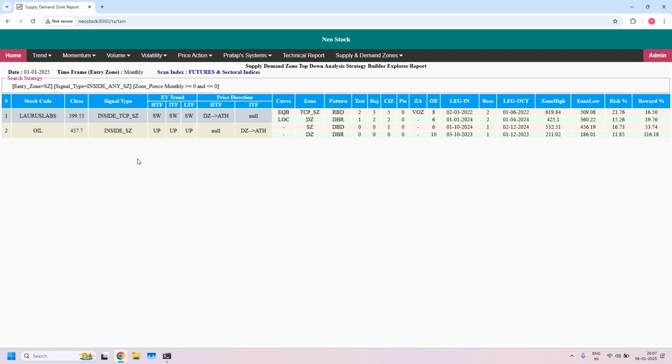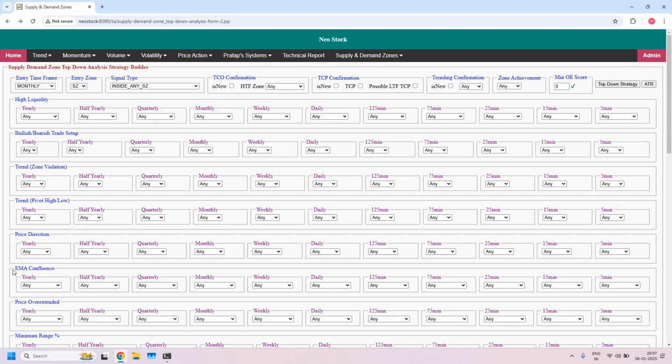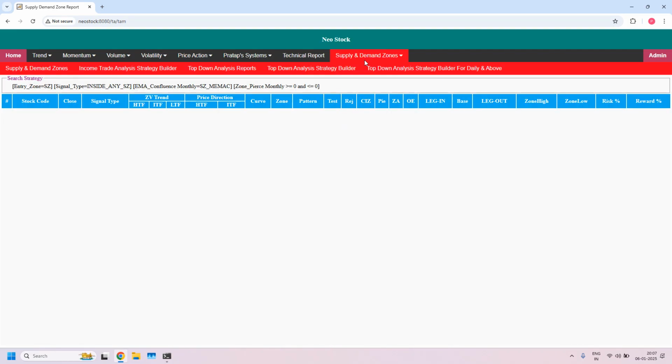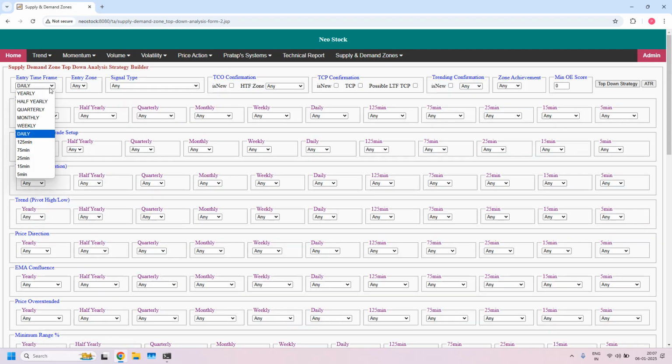Let's verify whether any of these supply zones are having EMA Confluence. The EMA Confluence, monthly time frame, monthly supply zone having monthly EMA Confluence. None of those stocks are having EMA. Fine. So this is about monthly time frame. Next time frame is weekly.